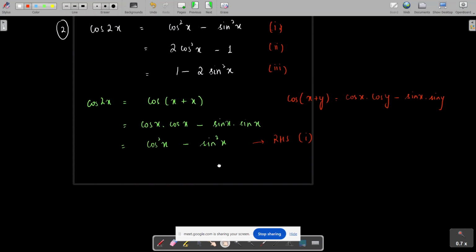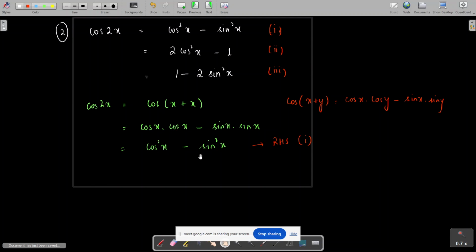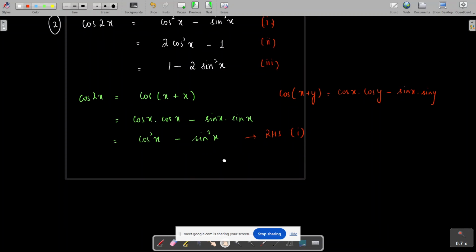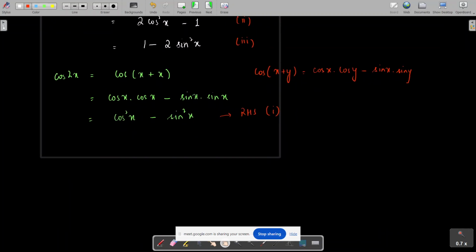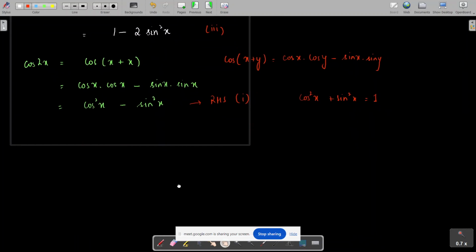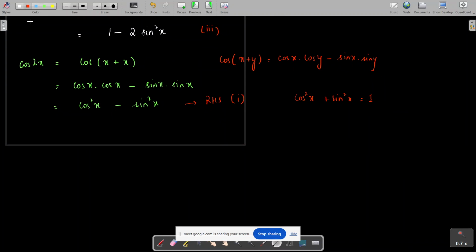Okay, now think about it. From this one, can you reach the second part and the third part? Let me give you a hint. We will be using this identity: cosine square x plus sine square x equals 1. Reminds me of the Pythagorean theorem. Have you seen this one before?